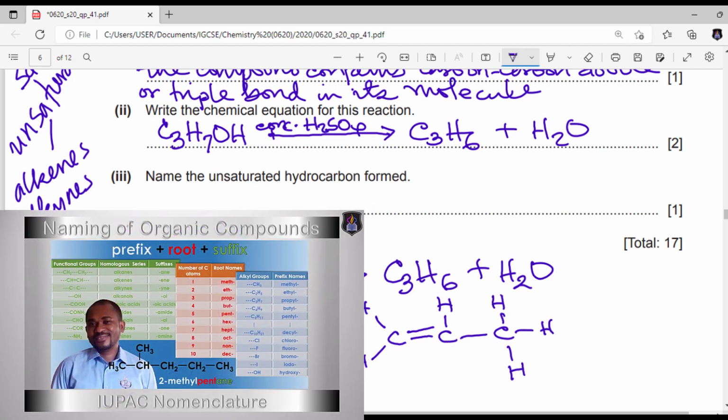So now what will be the name of this compound? First of all, what's the functional group here? It's the double bond, which is "ene." How many carbon atoms do we have? 1, 2, 3. That's "prop."